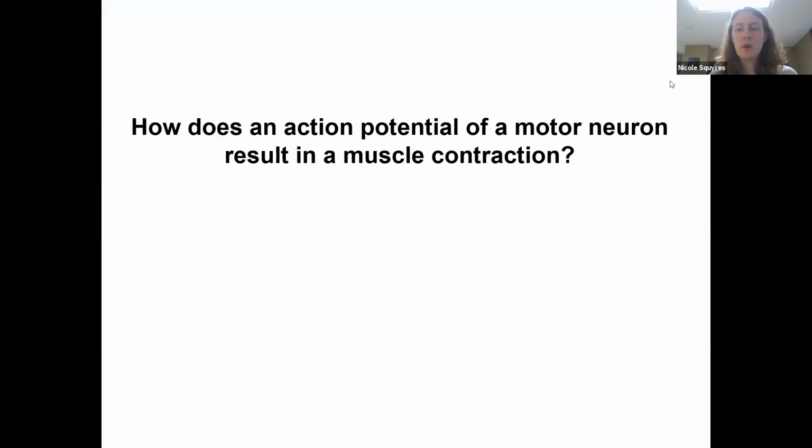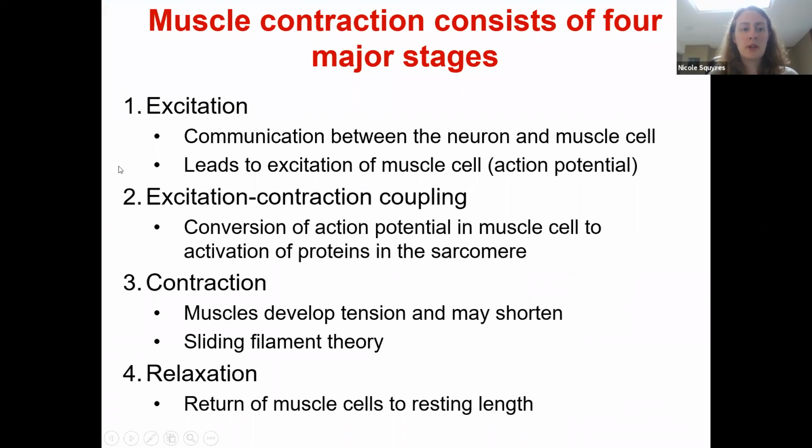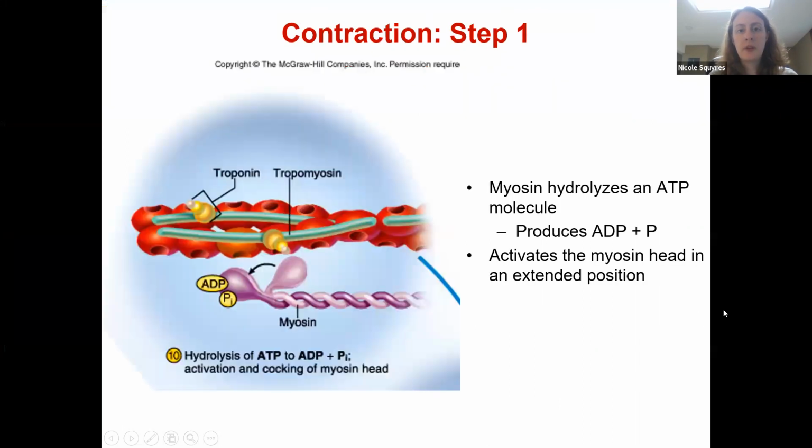Okay, so we've been asking this question, which is how does an action potential of a motor neuron result in muscle contraction? And we talked about how there are 4 steps. And in a previous video, we went over steps 1 and 2. So now we're going to talk about steps 3 and 4. So what is happening when the muscle actually contracts? And then how does the muscle relax and return back to its resting length?